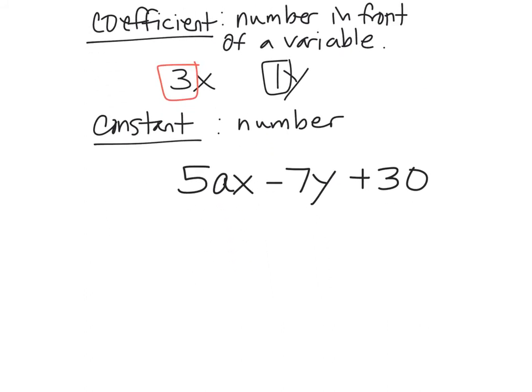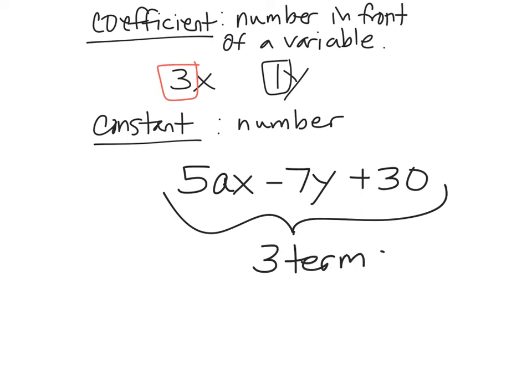So in this thing, how many terms does this have? It has 1, 2, 3. 3 terms. We're going to learn later that this is called a trinomial. Shh, I didn't tell you that yet. I don't want to spoil it for you. All right, so this thing has 3 terms. The last term right here is a constant, because that one is the one that doesn't have a variable.